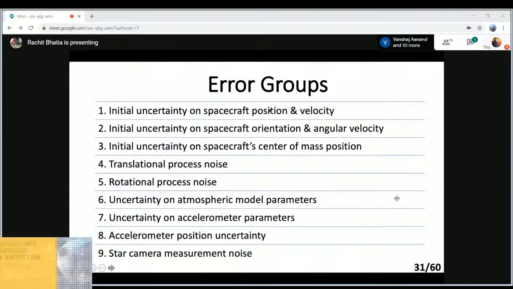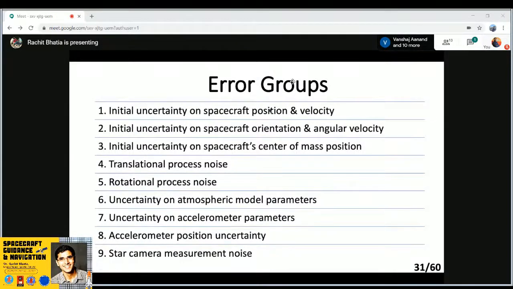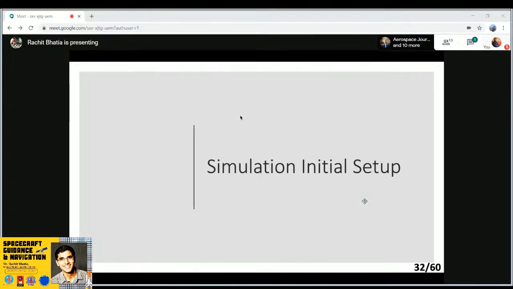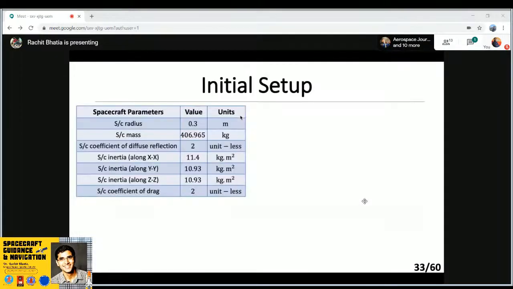And then I repeat this for all the error groups, and I can get the contribution of each of these error groups towards the total. And I'll show you that in the results. But before that, we will set up the simulation.